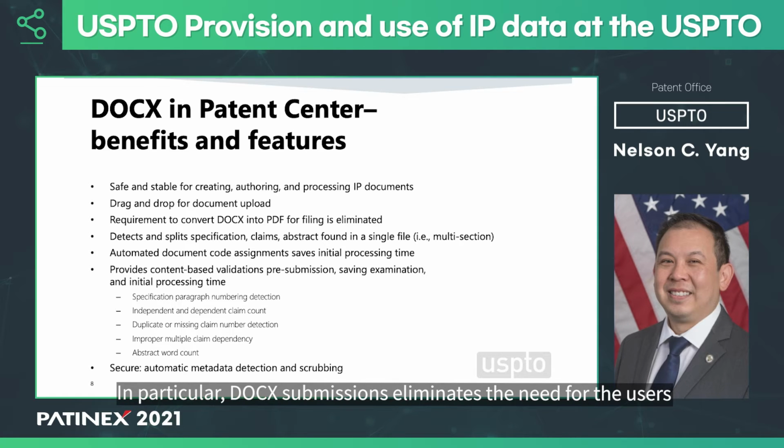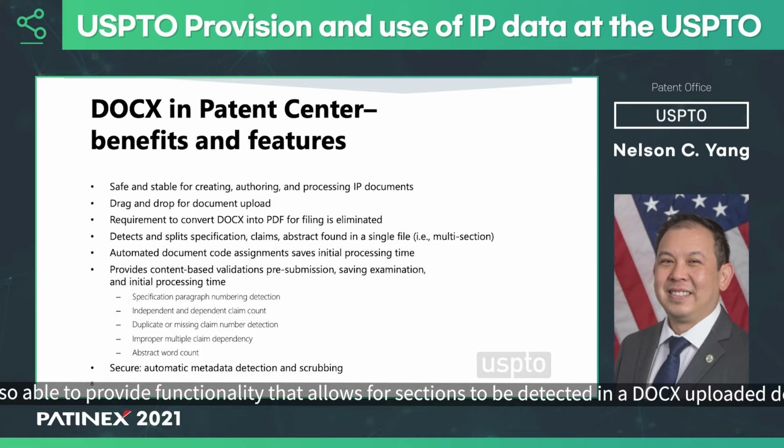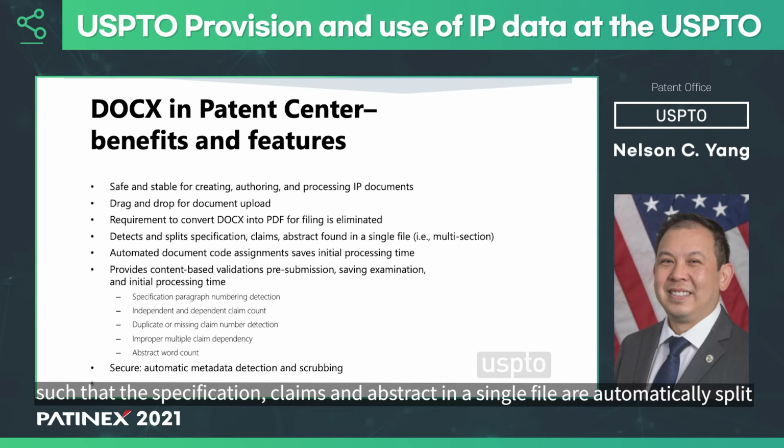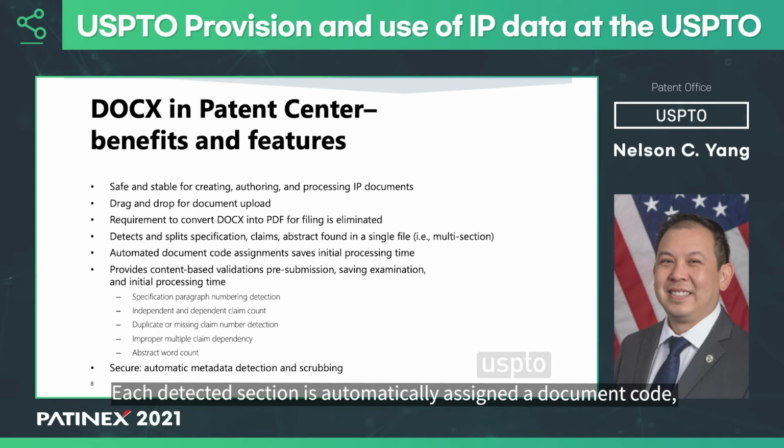In particular, DOCX submissions eliminate the need for users to convert their Word documents into PDF format. We are also able to provide functionality that allows for sections to be detected in a DOCX uploaded document, such that the specification, claim, and abstract in a single file are automatically split. Each detected section is automatically assigned a document code, which saves processing time for the user. This makes it easier for both the examiners and applicants to identify the appropriate information they need.